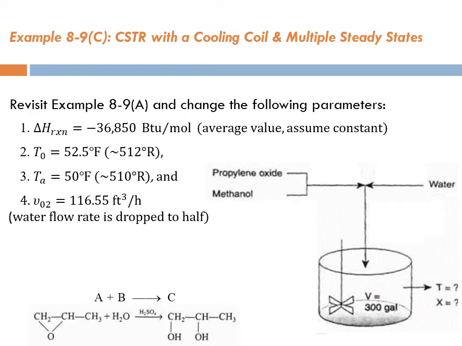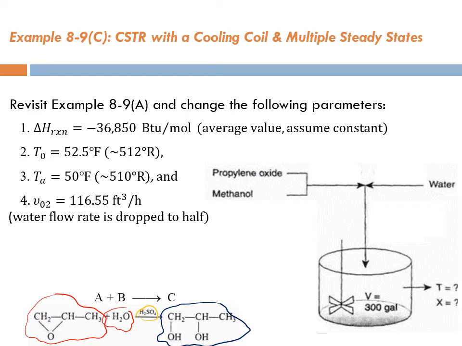Okay, so let's revisit example 8.9a and change the following parameters. The reaction there was A plus B gives you C, which was propylene oxide plus water in the presence of a catalyst. As you can see here, you get a product which is propylene glycol. So let's change a few things and we would have a new example, 8.9c.